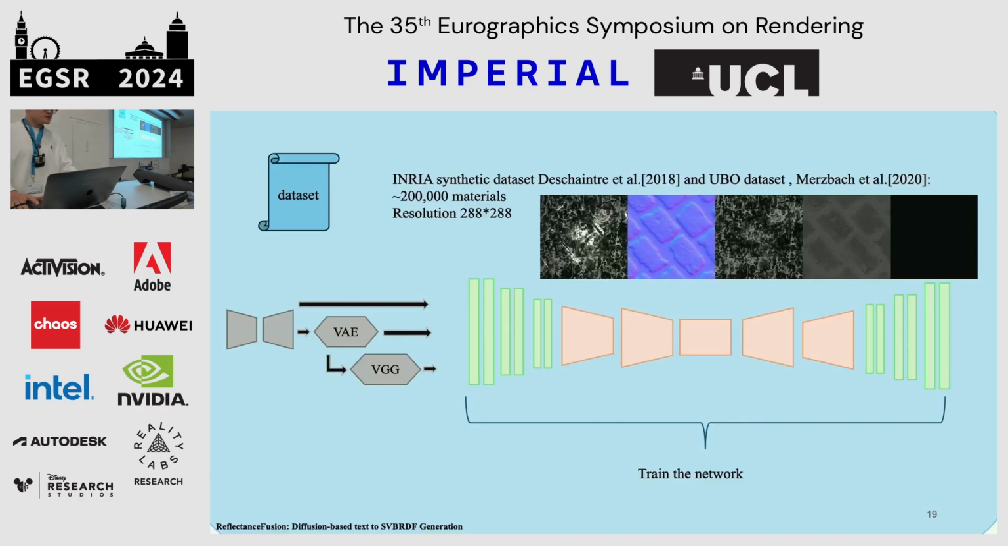Here I will introduce how we train our model. We use the ERAN synthetic dataset and the U-boat dataset. It contains over 200,000 materials in total, and the resolution is 288. Due to the limitation of the dataset, we choose 256 as our network resolution. And as I said before, we will freeze the gray part of the network and train the later part end to end.